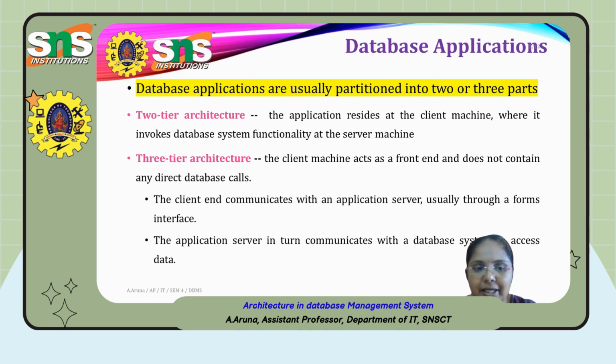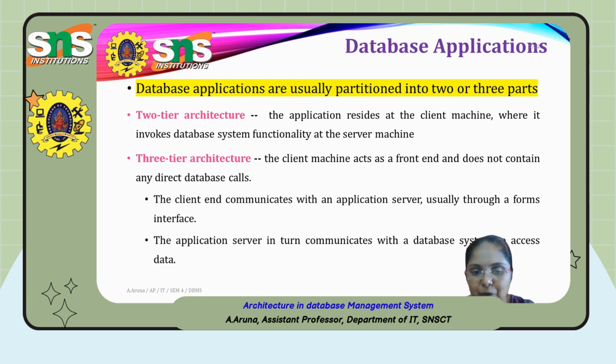2-tier is nothing but only a client. The application resides at the client machine, where it invokes the database system functionality at the server machine. So we can directly access the data. In the 3-tier, you have the client machine that acts as a front end and does not contain direct database calls. In 2-tier, the client can directly contact the database.